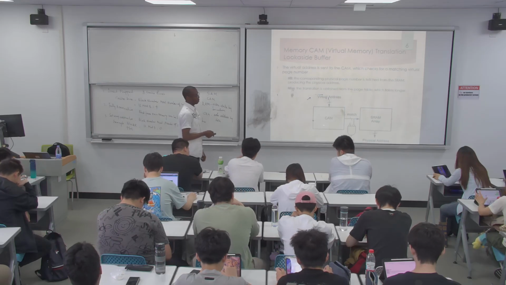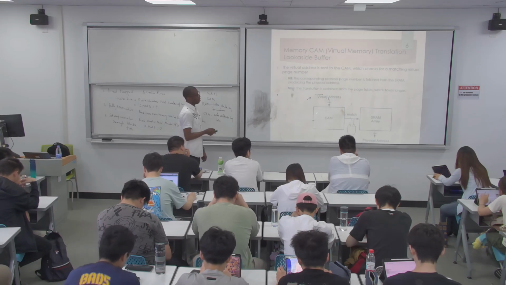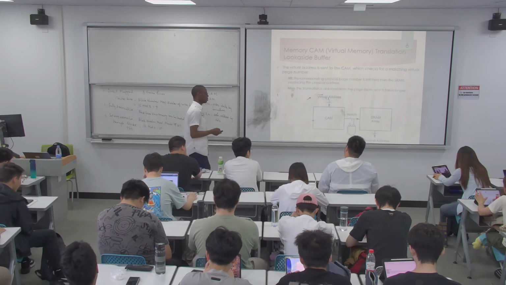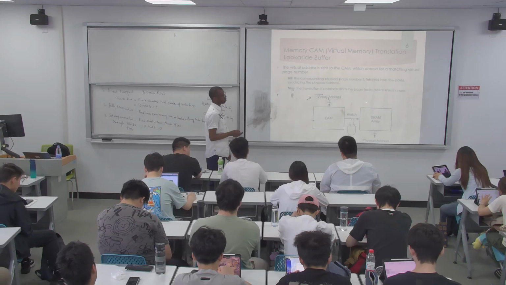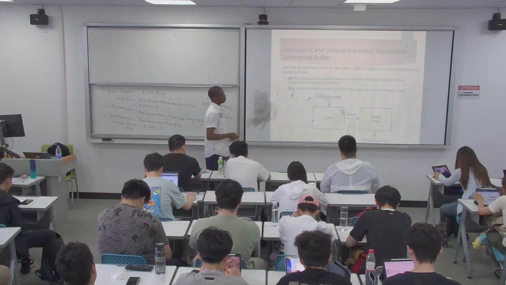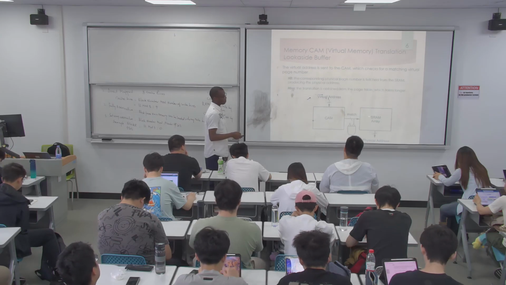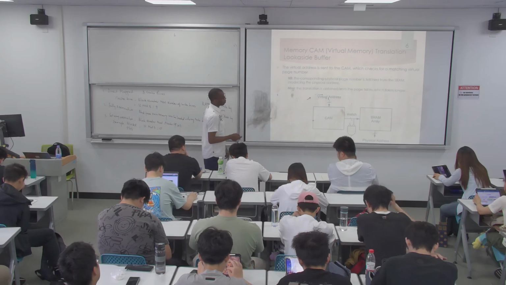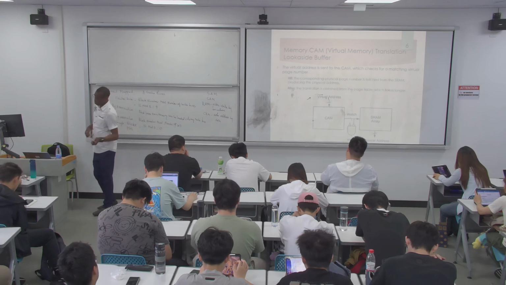Now, if there is a miss, the translation has to be obtained from the page table, which will take much longer. So this picture on the screen depicts the translation of the virtual address to the physical address. We have a hit if the corresponding page number is in the static RAM. If it's not there, it has to be fetched from the page table, which will take much longer.